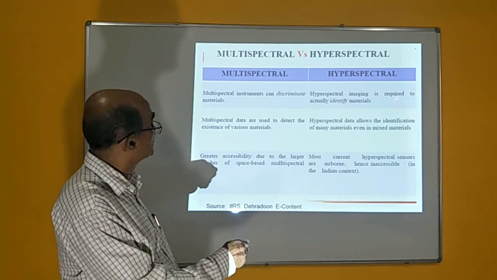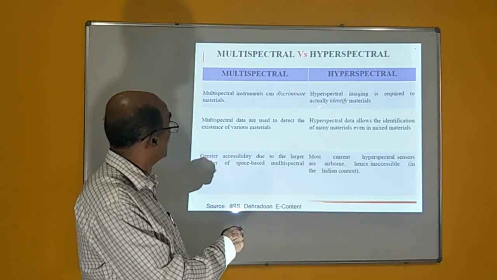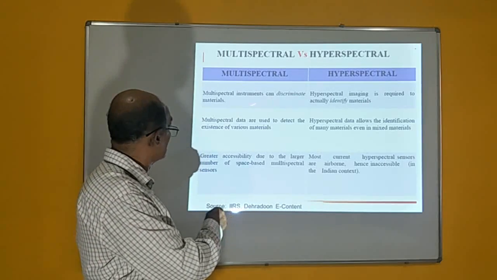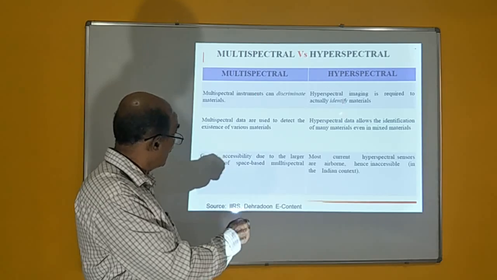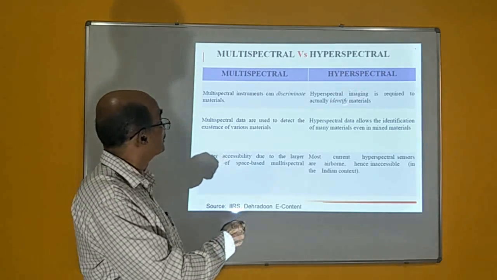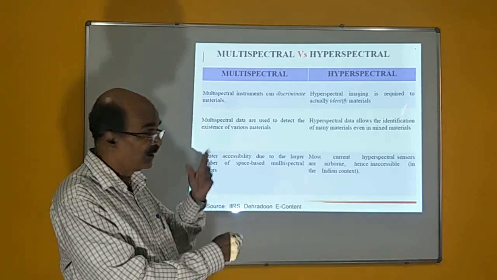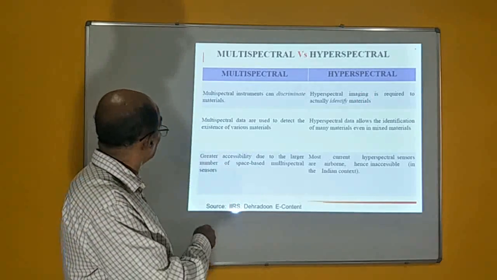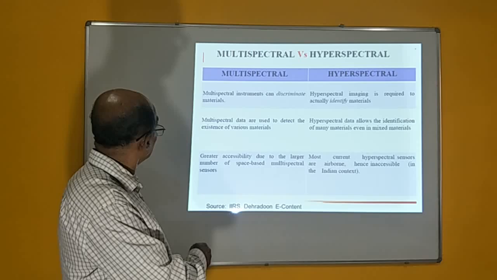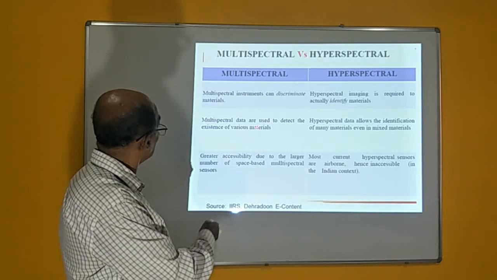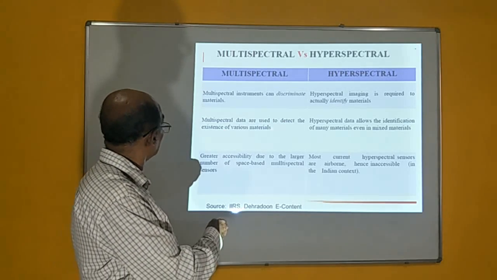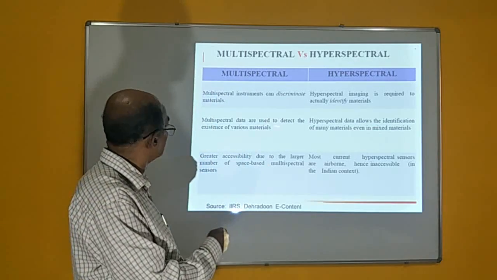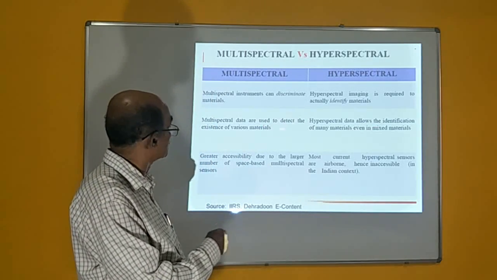So here, hyperspectral imaging is required to actually identify the materials. Here we can discriminate the materials using multispectral, and again the species level identification is possible with the help of hyperspectral, because the bands are very, very narrow and they are contiguous. So again, the multispectral data are used to detect the existence of various materials. So where we have the Earth surface features, what type of Earth surface features are there.